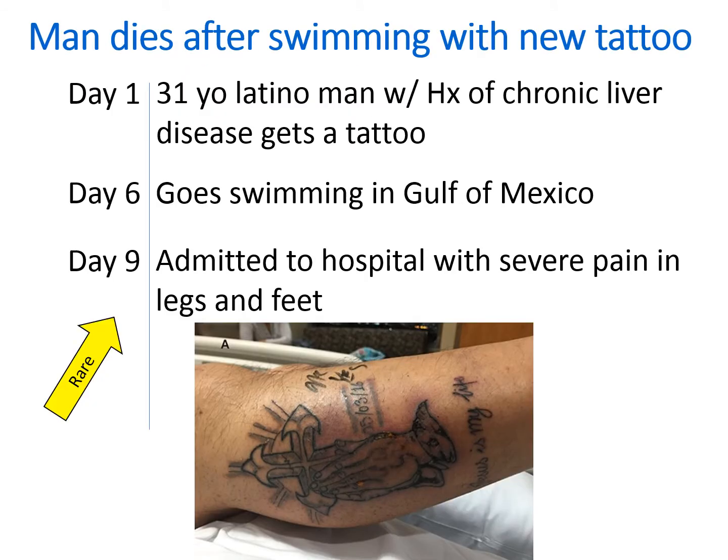So let me give you an example of how this happens. This is a case study from 2017 about an event that really happened. There was a 31-year-old Latino man. He had a history of chronic liver disease and he decided to get a tattoo. Now, as I mentioned already, one of the body's best defenses against infection is the barrier protection offered by the skin and mucous membranes. So when you get a tattoo, you effectively punch hundreds of tiny holes into that protection, and it can make someone susceptible to an infectious disease.